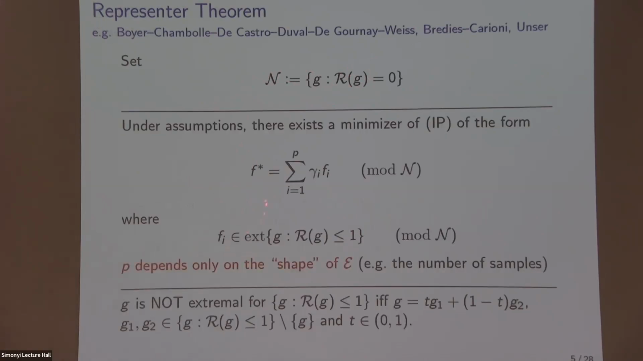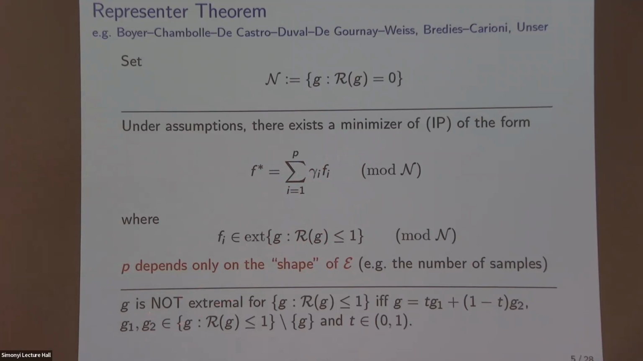And okay, now, what is important here is to recall the theorem that is really used in their field, and it's called the representer theorem. It tells you that you can represent a minimizer of the inverse problem, so the variational problem that was in the slide before, as a linear combination of extremal points of this set. This set is a convex set because this is a seminorm. And so you want to take the extremal points using the usual notion coming from convex analysis.